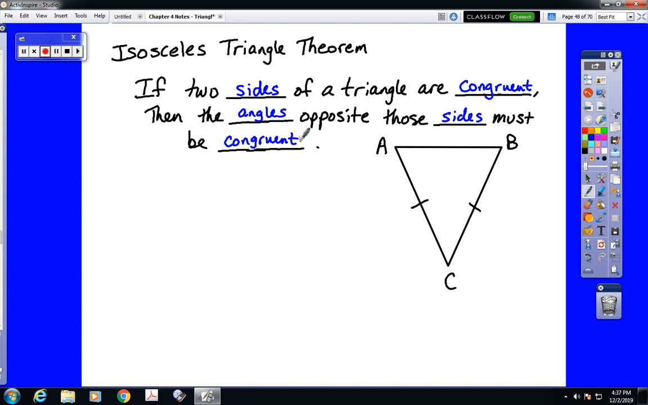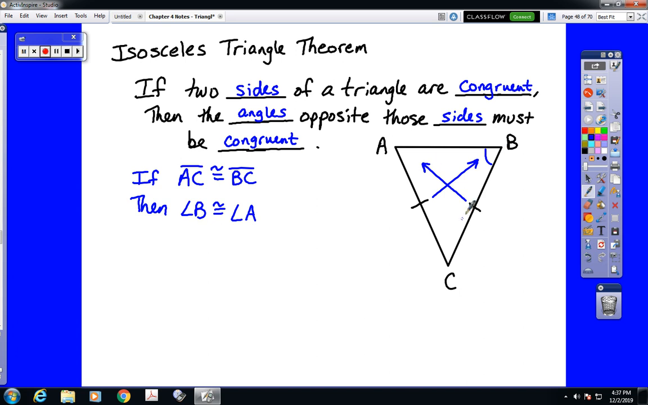In other words, in symbols, what we're looking at here is if we have an isosceles triangle where AC is congruent to BC, as seen over here in this picture. See the markings? That means, so then, that angle B must be congruent to angle A, because angle B is opposite side AC, and angle A is opposite side BC. So that is the Isosceles Triangle Theorem.